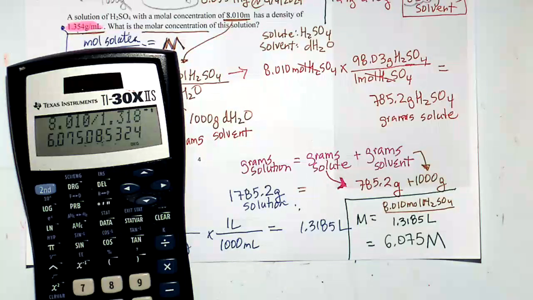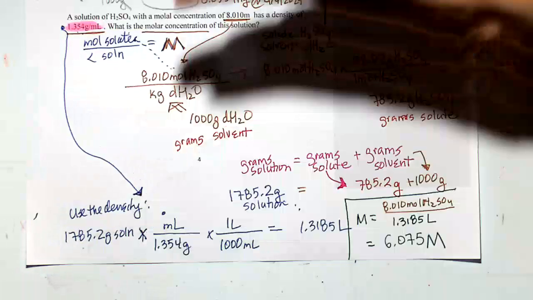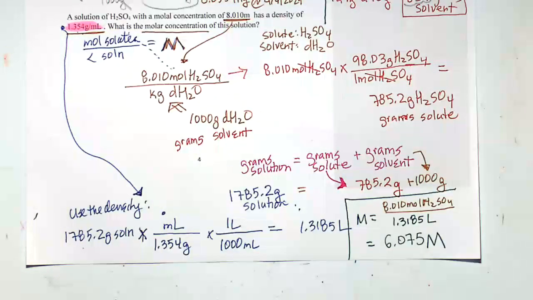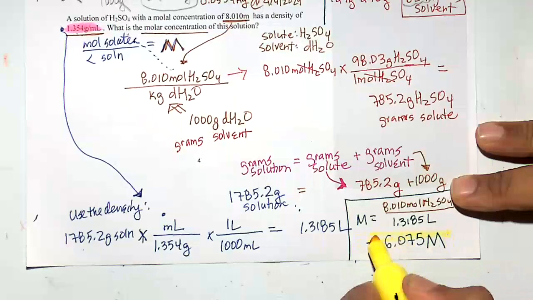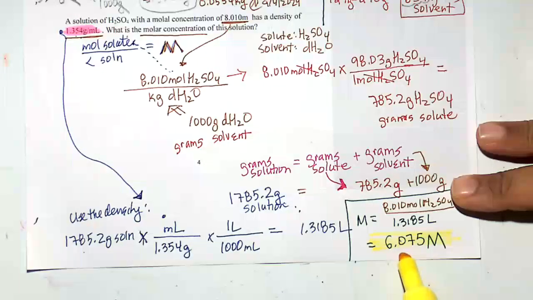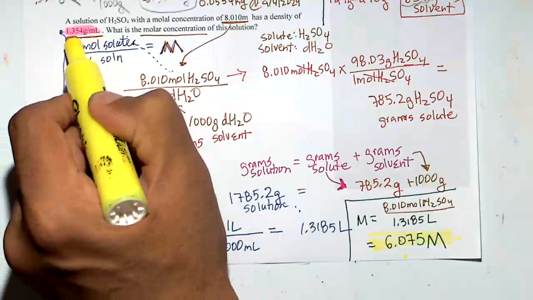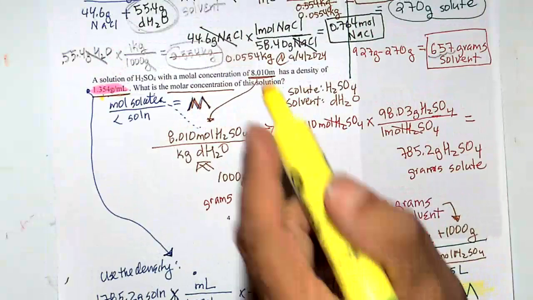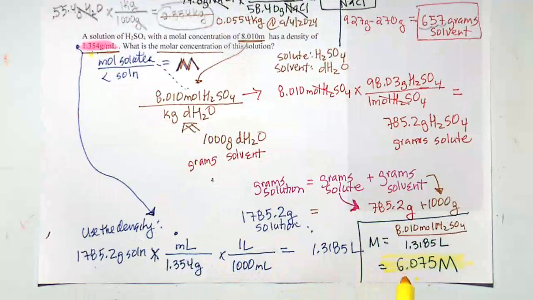So this is how we do that conversion. It's a long process, but this is our final answer. I did 4 significant figures because this is 4 significant figures and that is 4 significant figures. But on the exam, if you put 6.08 or 6.1, I think it should be fine.